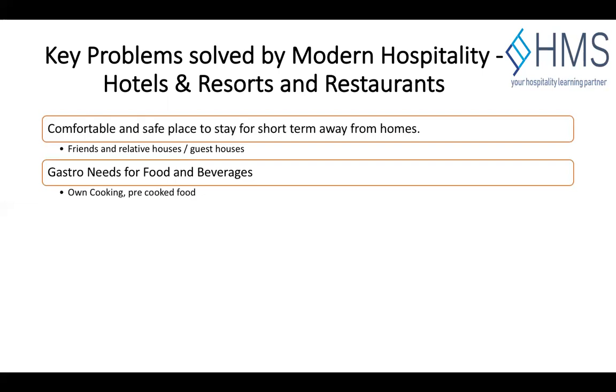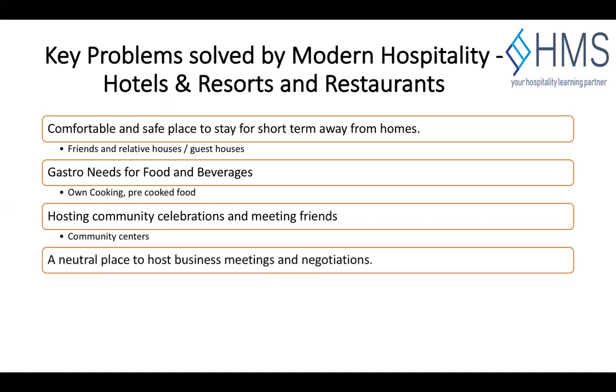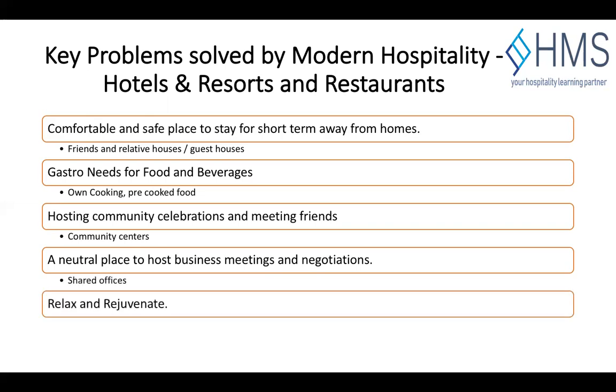Meals are, of course, an essential aspect over here in this regard. Hosting community celebrations and meeting friends, get-togethers. There are several community centers. Then a place to host business meetings and negotiations, which has led to several business centers opening up in hotels, and they specifically cater to the corporate and business clientele.